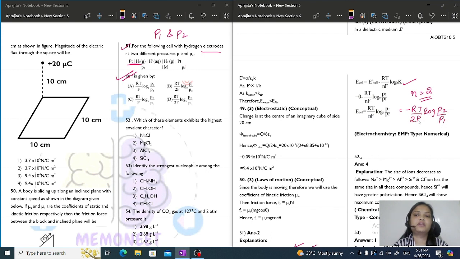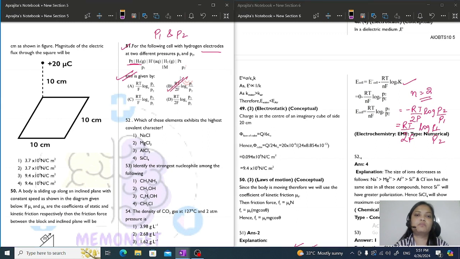So if we need to remove this minus sign, we will be reversing the log. So it will be RT upon 2F log P1 upon P2. So the answer is RT upon 2F log P1 upon P2, which is your option number 2. So that is going to be our answer.